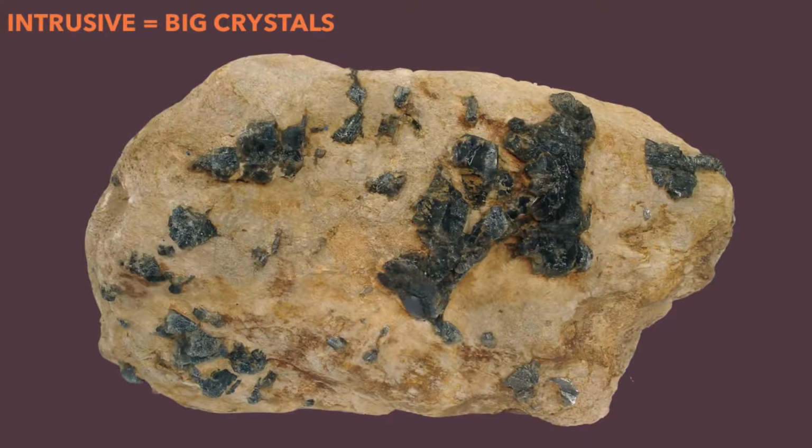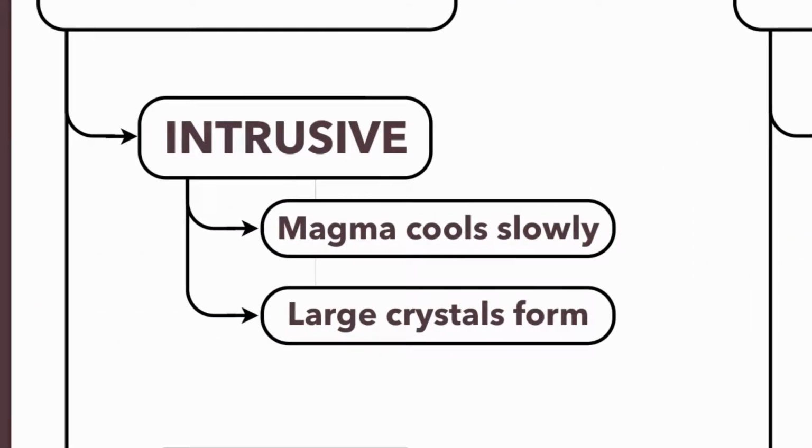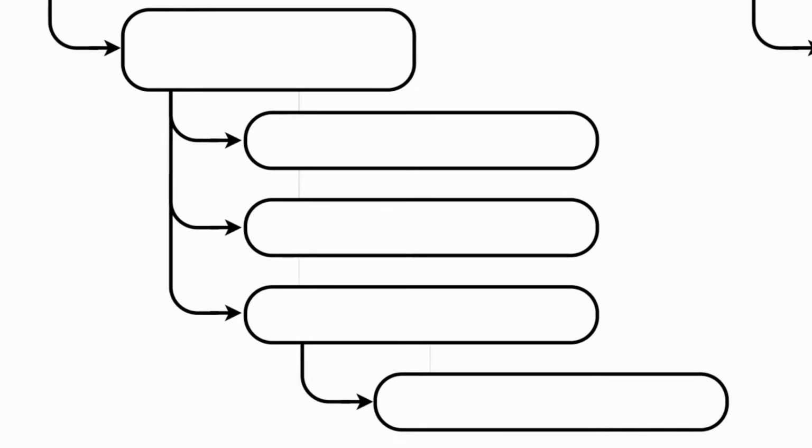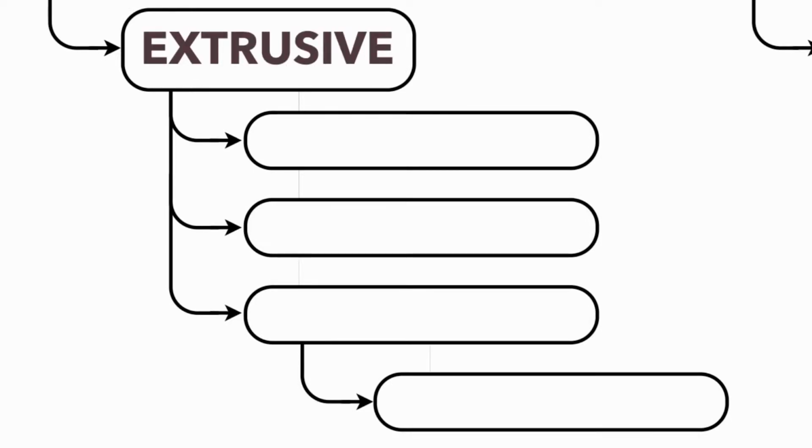But of course, we can get really giant crystals. The crystals might actually be bigger than not just a millimeter, but actually a centimeter. So we're talking about very large crystals. So those are intrusive igneous rocks. But what about the second type? Well, as you might suspect, these are called extrusive igneous rocks.